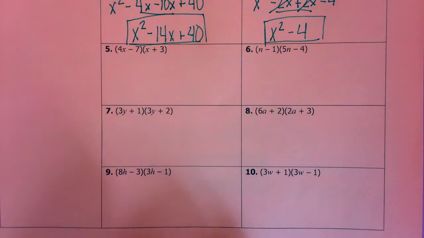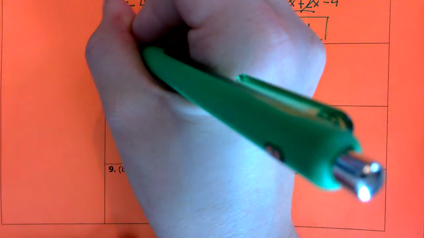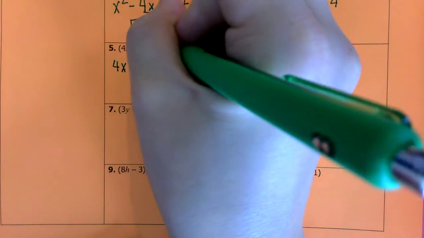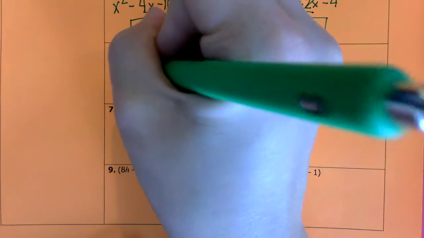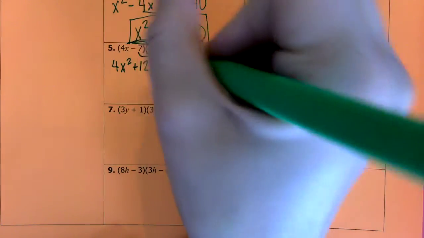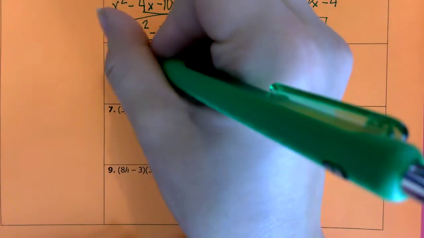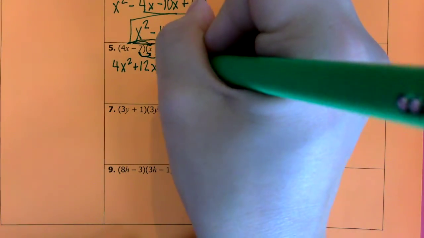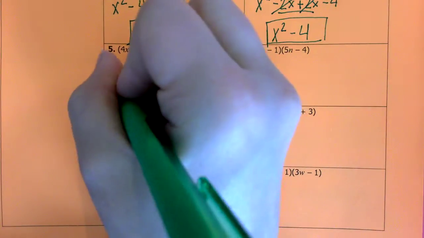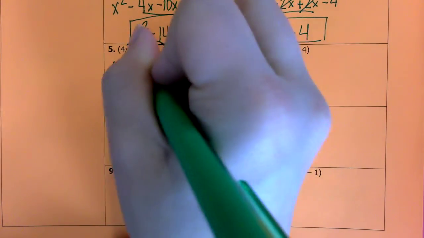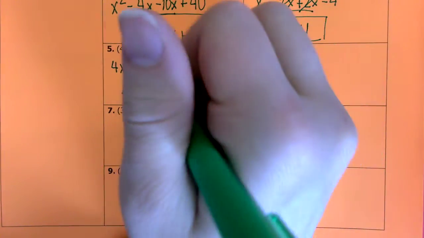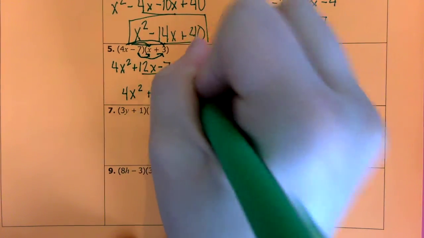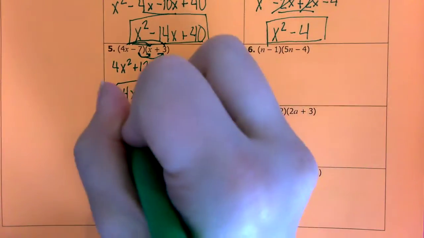Now for the rest of us who want to continue practicing some of these, we're going to get 4x times x to get 4x squared. I'm going to get 4x times 3 to get 12x. I'm going to get negative 7 times x to get negative 7x. And then negative 7 times 3 to get a negative 21. 4x squared doesn't combine with anything. 12x minus 7x combines to get me a 5x. And then 21 doesn't combine with anything, so I just write minus 21. And that should be your final answer there.